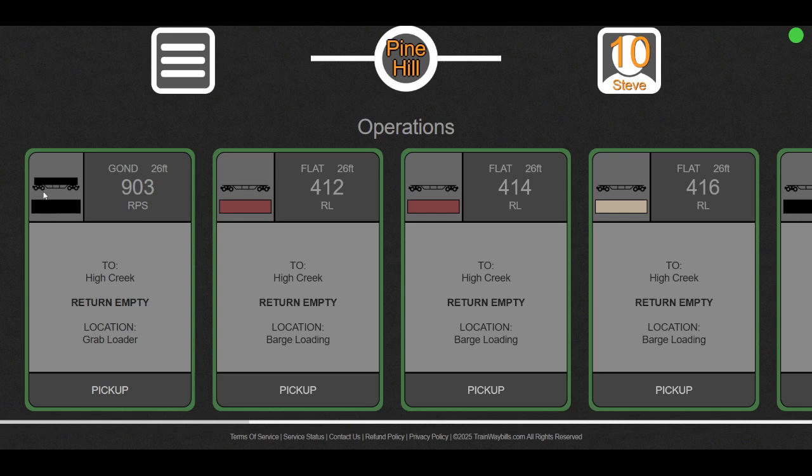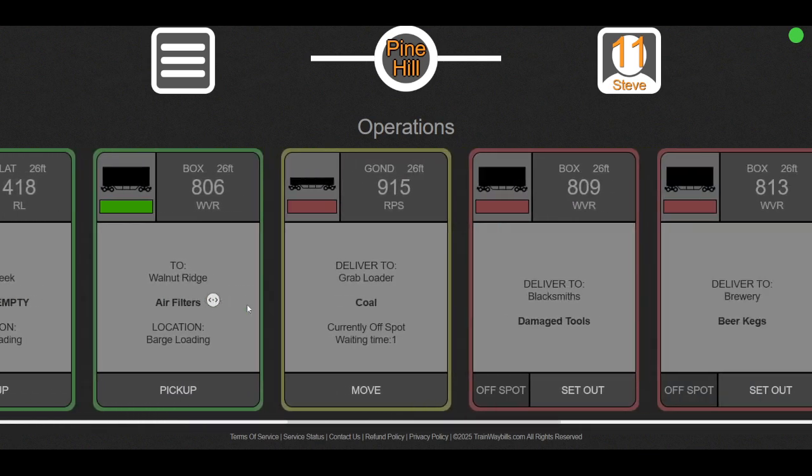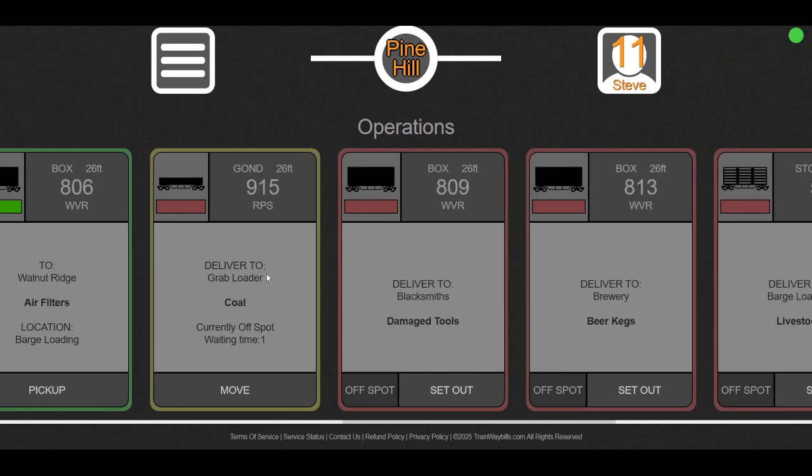So what I will do is I'll go into the grab loading track and I will pull gondola 903 out of the grab loader. Although it's a westbound train, we can sort that out later. So I'm actually going to pick that up. I now have it in my consist. So what I can do is go through my switch list. I've now made way for this car of coal going into the grab loader.